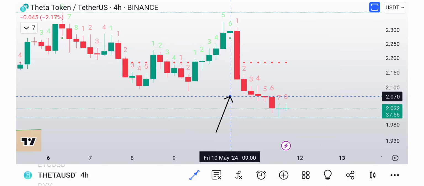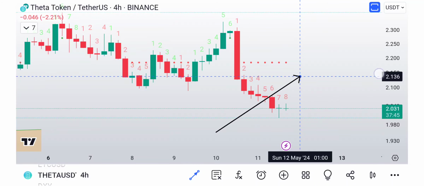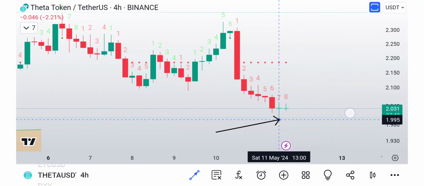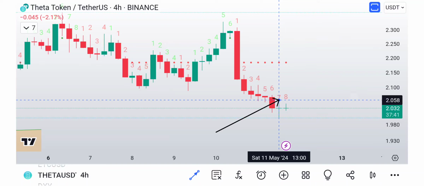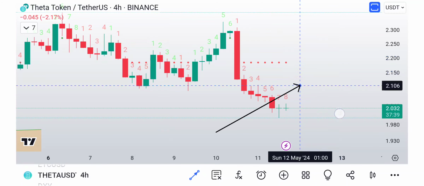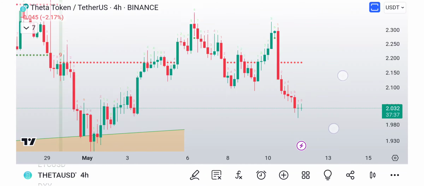You don't use it necessarily by itself, but TD Sequential gives you a sequential count of when the trend may be either getting prone for a pullback and then continuation, or when we're going to have a reversal. So, that's kind of how it works.